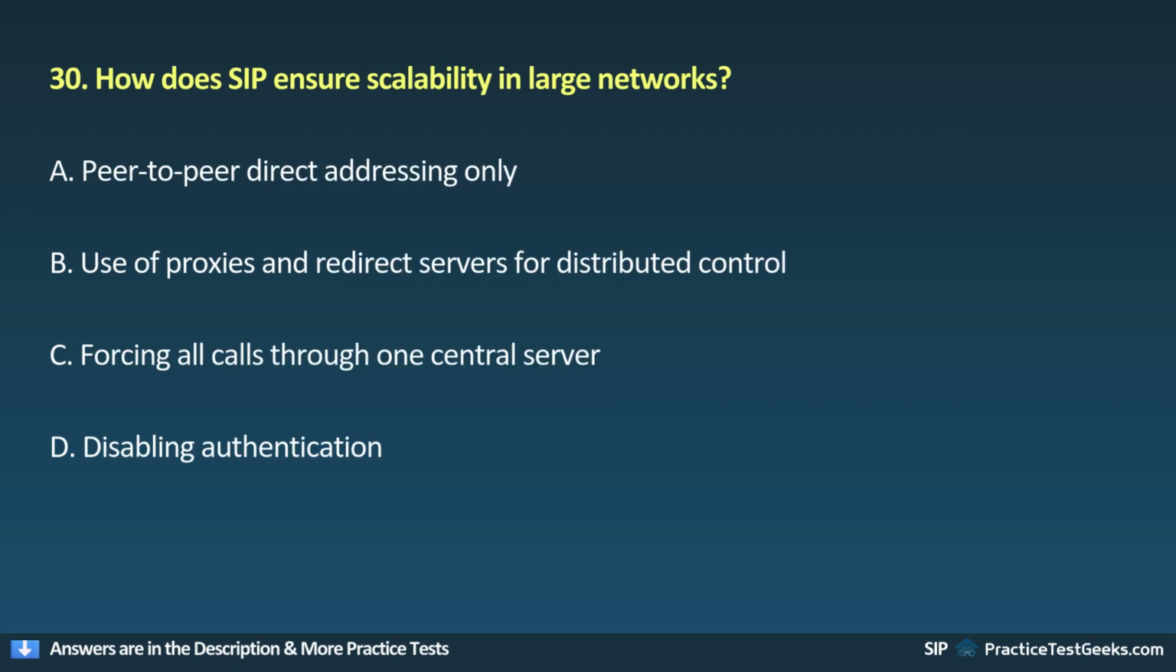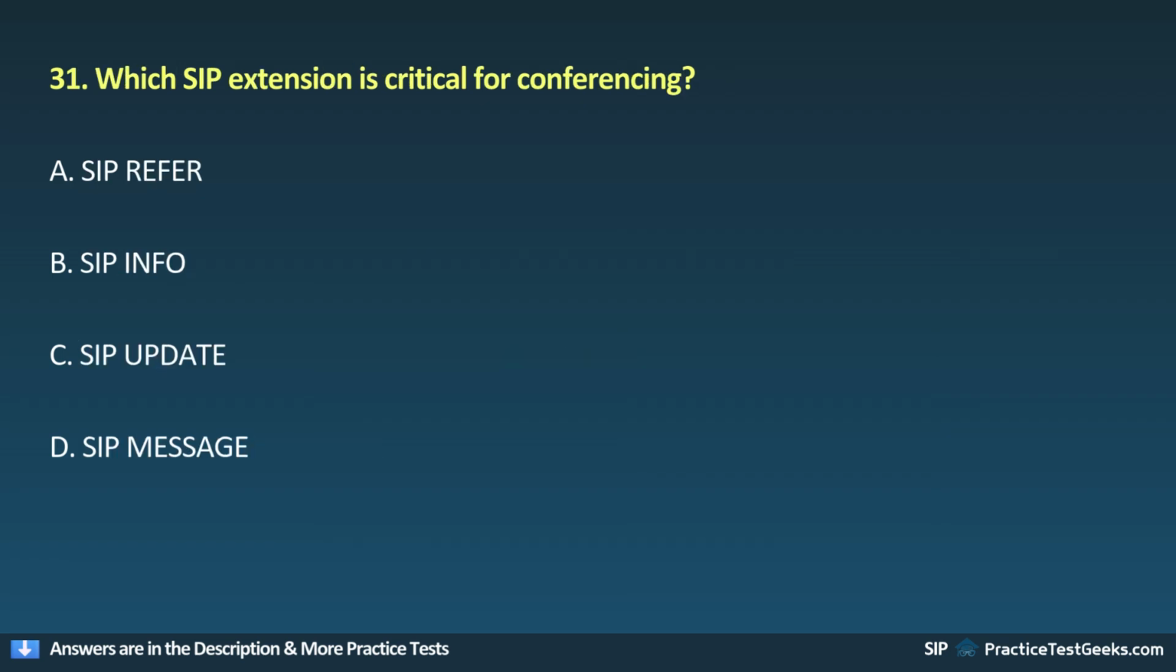30. How does SIP ensure scalability in large networks? A. Peer-to-peer direct addressing only. B. Use of proxies and redirect servers for distributed control. C. Forcing all calls through one central server. D. Disabling authentication.